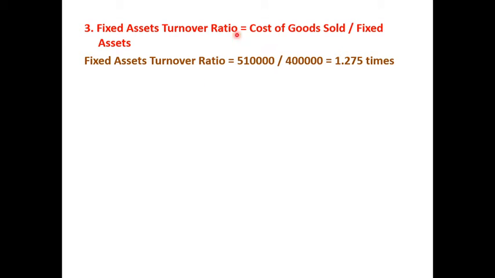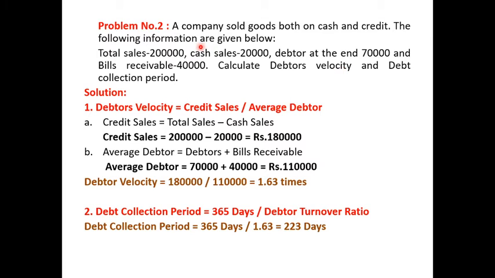Next, fixed assets turnover ratio is equal to cost of goods sold divided by fixed assets. So cost of goods sold is 5,10,000 and fixed assets is 4 lakhs. Fixed assets turnover ratio is 1.275 times.